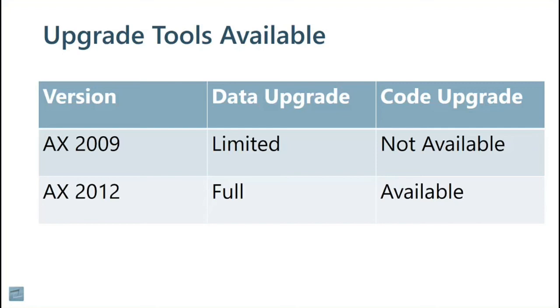From a code upgrade perspective, in AX 2009, the utility is not available. So there's no service that Microsoft is providing to upgrade your custom code from AX 2009 to Dynamics 365. You could technically do the 2-hop upgrade and take your AX 2009 custom code, upgrade that to AX 2012, and then upgrade from AX 2012 to Dynamics 365.